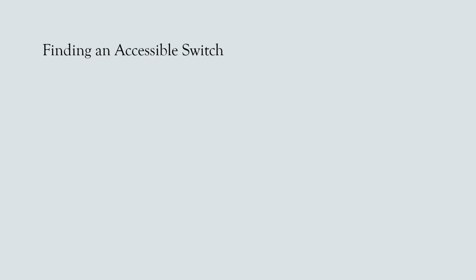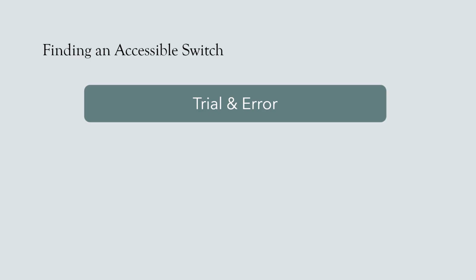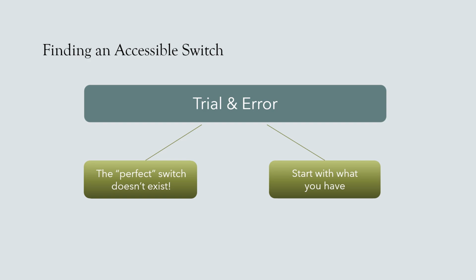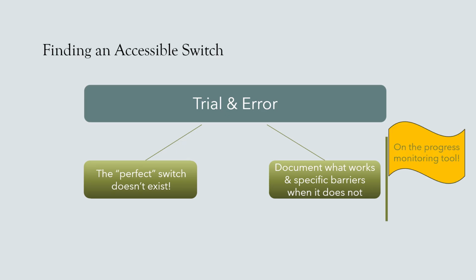So how do you find an accessible switch, one the student can activate easily? Again, it's trial and error. Don't be afraid to try different switches depending on the student's skills. Also, you don't have to wait for the perfect switch. Just get started. The perfect switch doesn't exist. Start with what you have. Document what works and the specific barriers you encounter. Use the progress monitoring tool.